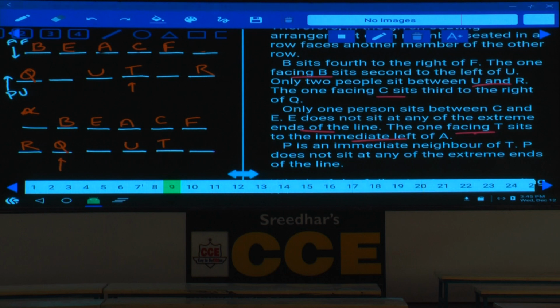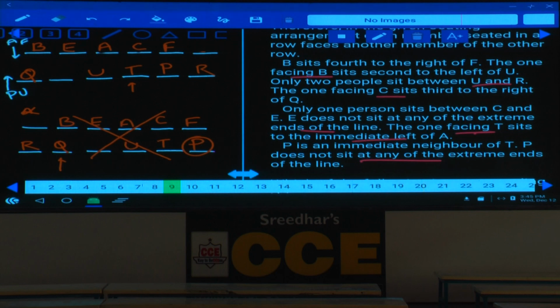Done? P is an immediate neighbor of T. As P is an immediate neighbor of T, P is here, and in this case P is in here. And P does not sit at any of the extreme ends of the line, but as in the second case, P is at an extreme end of the line, and this case is ruled out. Finally, we are left with only one case.